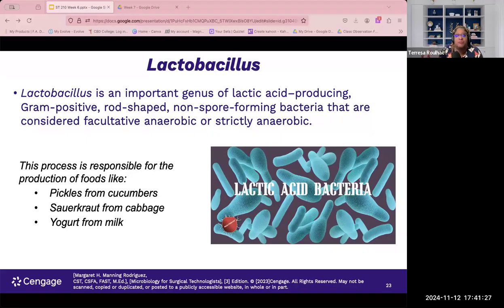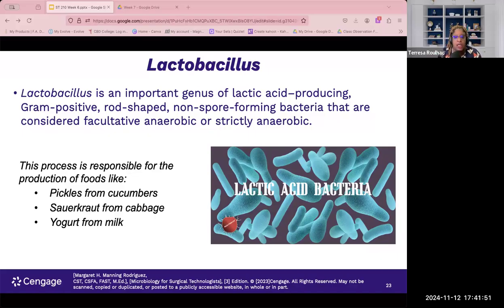And it's crazy because despite the fact that it can spoil food if not controlled, it's responsible for the production of foods like what you see in front of you: pickles from cucumbers, sauerkraut from cabbage, and yogurt from milk. The lactic acid produced helps preserve the food and contribute to their unique flavor profiles.